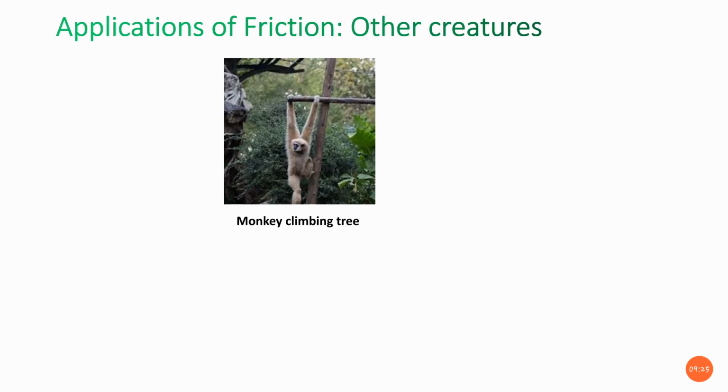And the next one is the monkey. We can see it climbing up and down the trees, holding and jumping. For these activities, a proper grip must be established between the monkey's hands and the respective object while holding. So this is the friction which is acting over here.